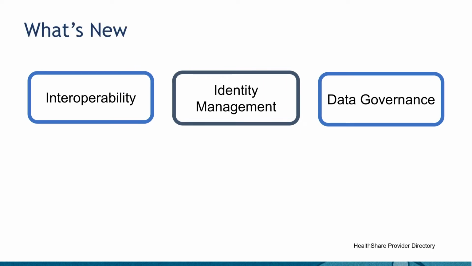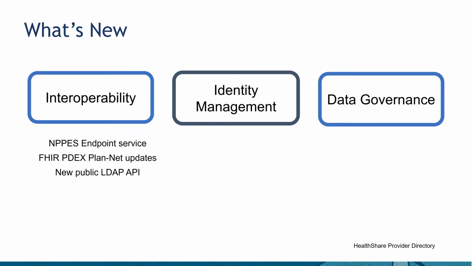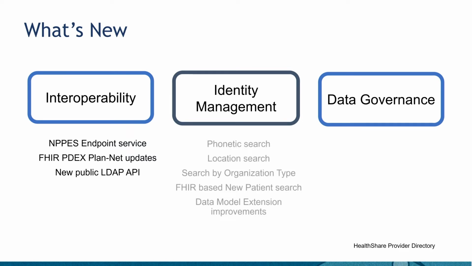What's new with Provider Directory is that we recently added an NPES endpoint service so that endpoint information can be ingested from CMS. We've also made updates for the FHIR PDX PlanNet, and we added a new public LDAP API for better ingestion of information. For identity management, we've recently added phonetic search, location search, search by organization type, and additionally, FHIR-based new patient search, which is based upon the FHIR standard for the new ways of accepting patients that are listed.